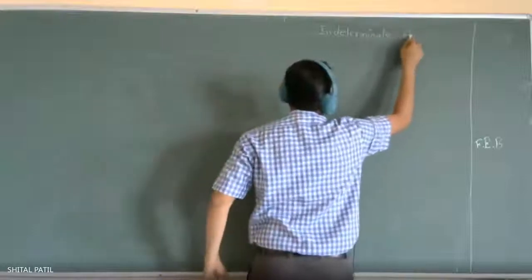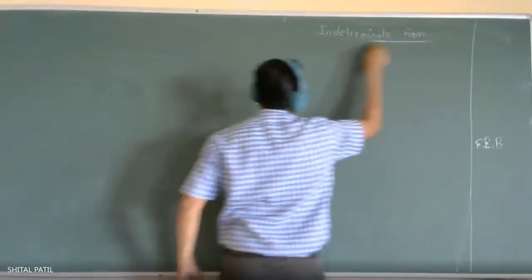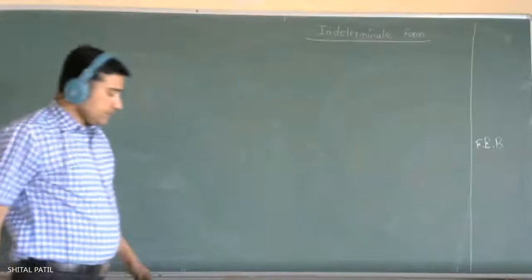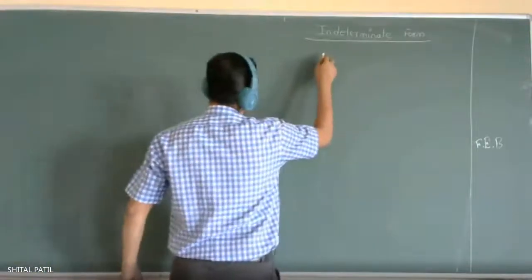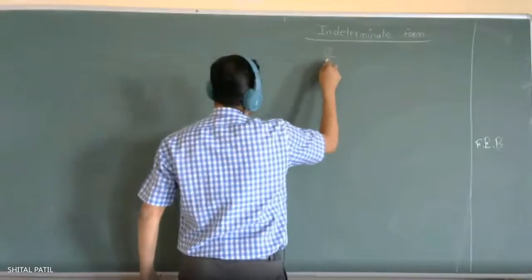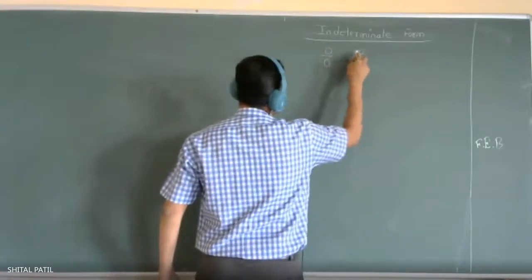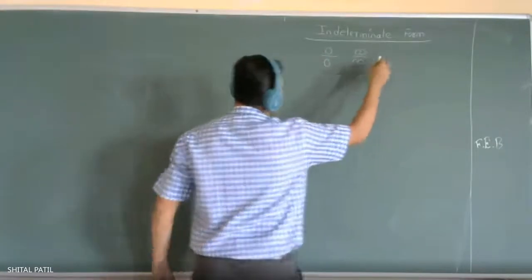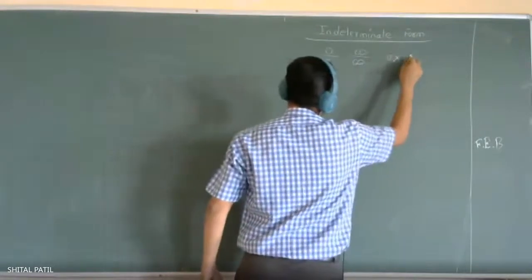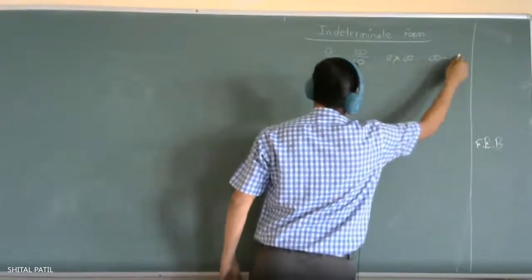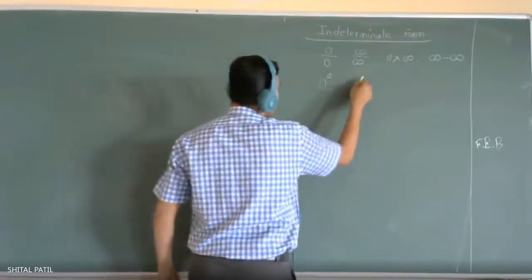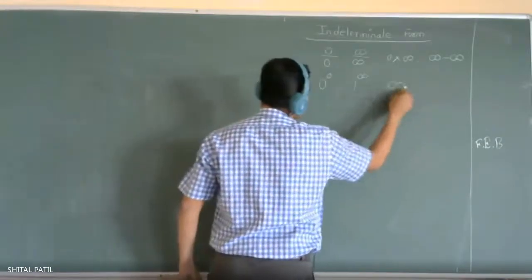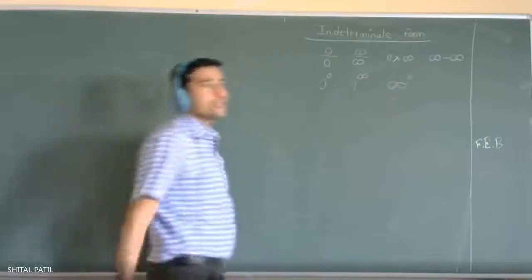Mathematical forms whose value cannot be determined are known as indeterminate forms. Here our aim is to study these indeterminate forms: 0 by 0, infinity by infinity, 0 into infinity, infinity minus infinity, then 0 raised to 0, 1 raised to infinity, and infinity raised to 0. These 7 indeterminate forms we have to study.